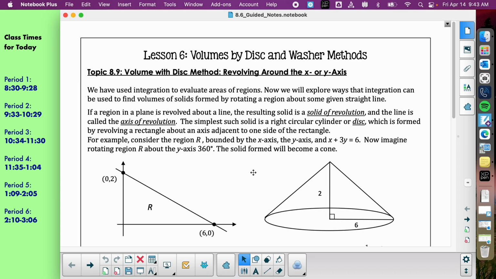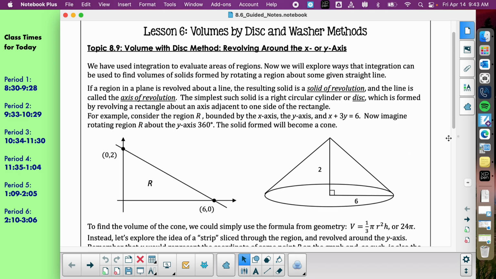This first example, it says right here that this section was made by the x-axis, the y-axis, and then for whatever reason, the equation of the line is written as x plus 3y equals 6. Now, I think that's the same equation we did yesterday. So I'm sure this is just for consistency's sake. And then looking at this one, this was created by rotating around the y-axis.